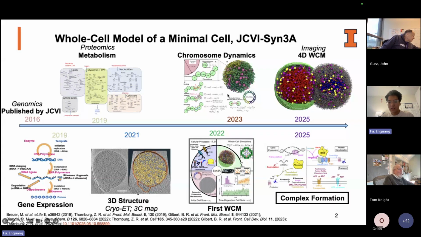And now we are able to simulate the whole cell cycle with the full dynamics and also the partitioning of chromosomes over the entire cell cycle, as presented by Zan last week. Today I want to focus on another important subsystem, which is complex formation.